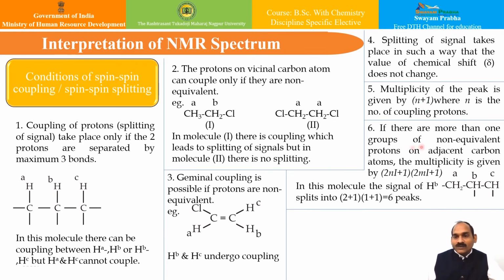So if there is more than one group of non-equivalent protons on the adjacent carbon atoms, the multiplicity rule is given by (2n1 plus 1) into (2n2 plus 1), and they will multiply that way, and hyperfine splitting will take place. Say in this molecule, in this example, the signal splits into 2 plus 1 and 1 plus 1, because they are non-equivalent protons. So A kind, B kind and C kind, if you try to see, you will have all in all 3 into 3, 9 peaks... so you will have hyperfine split peaks for this particular molecule.